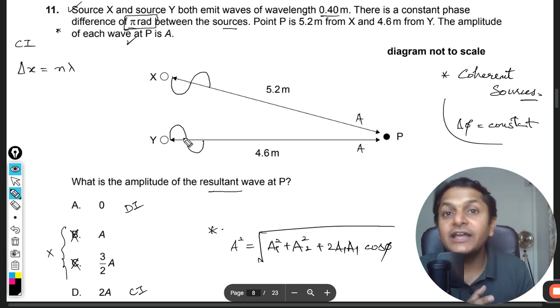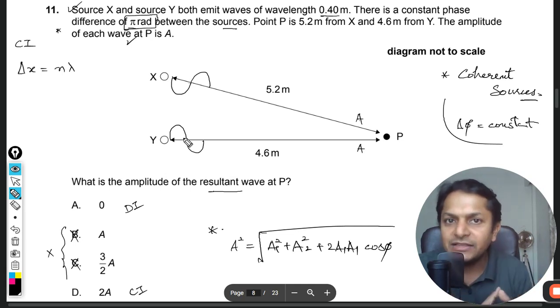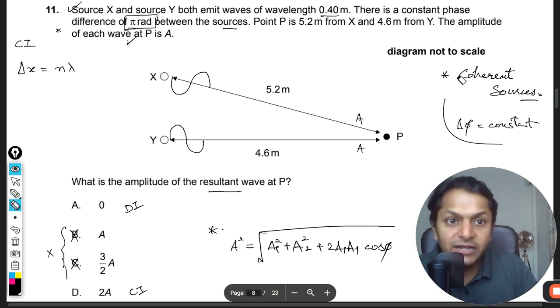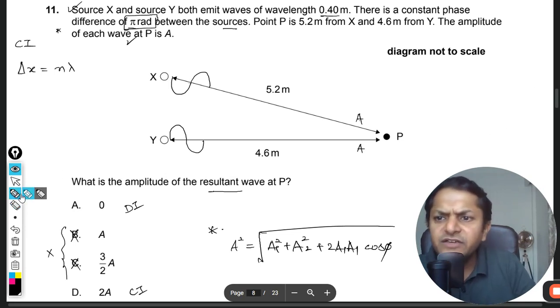So how can I do that? Because of the initial phase difference, there is already a path difference. Now I'm going to the second part of the video. Be with me. Now, the initial phase difference is given.